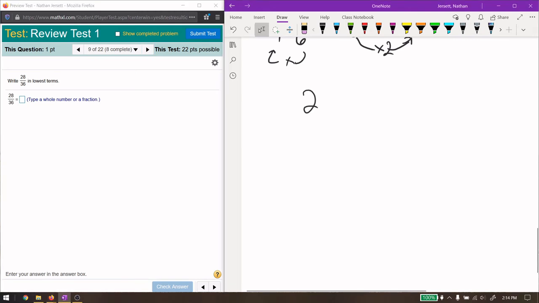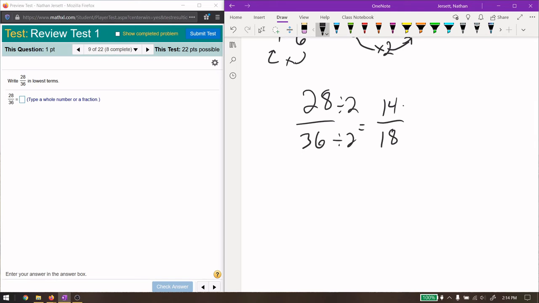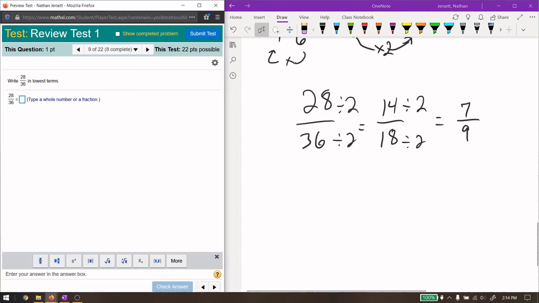28 over 36 in lowest terms. What can go into both 28 and 36? Well, we know for sure 2 can. That gives us 14 over 18. This can be reduced further by 2. 7 over 9. 7's prime, 9 is 3 times 3. There's no common factor there. So 7 over 9 is the lowest terms.